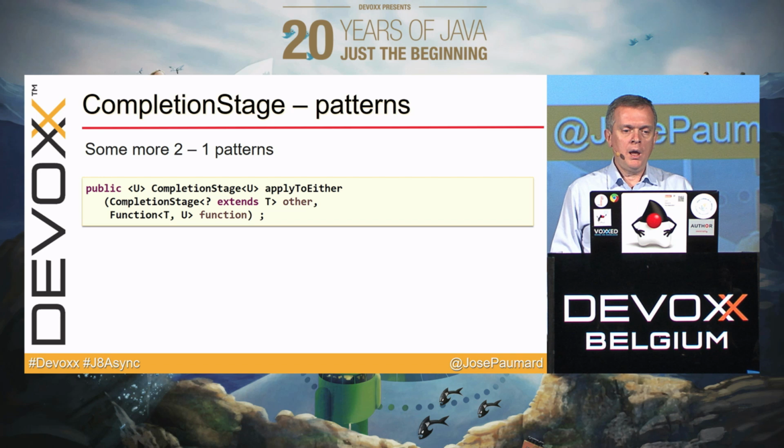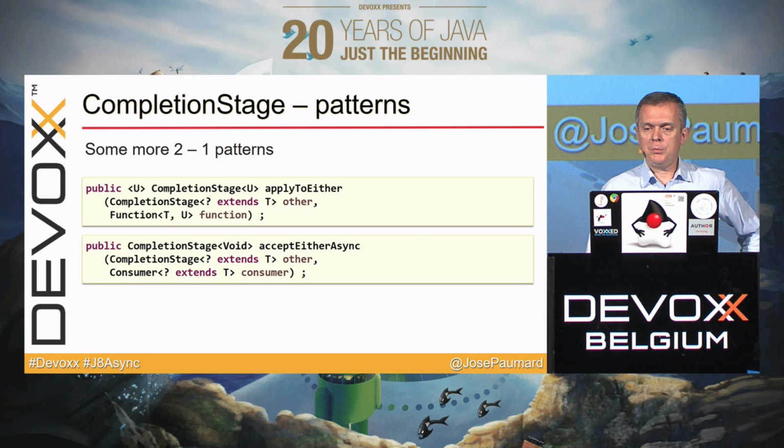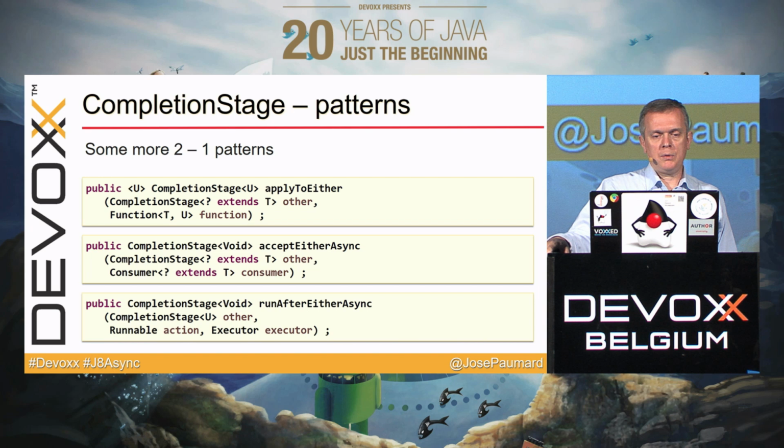And I also have accept either. Accept takes a consumer here as a parameter, different from the function. And the run after async takes a runnable instead of a consumer. So apply is for function, accept is for consumer, same name, by the way, as the method in the Consumer functional interface. And run for runnable. Okay, so those are just a big picture of all the patterns I have to combine and to chain completion stages together.